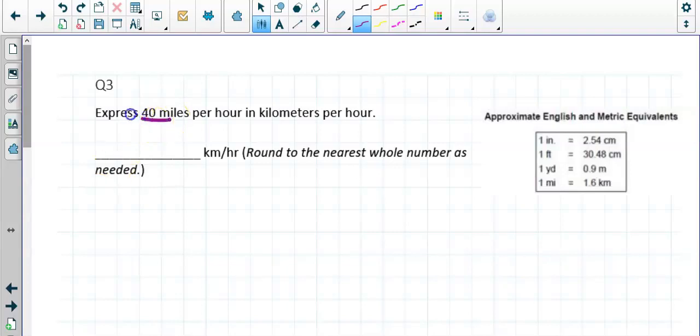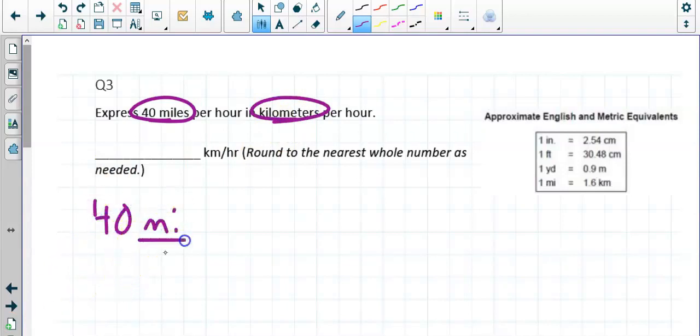What you're really after is changing 40 miles into kilometers. So what we're looking at here is 40 miles over hours. And we want to change this into kilometers over hours. Again, like I said, you already got the hours in the denominator. We're not changing that. We're just working with the 40. Now, is there a relationship between our English miles and the metric kilometers?